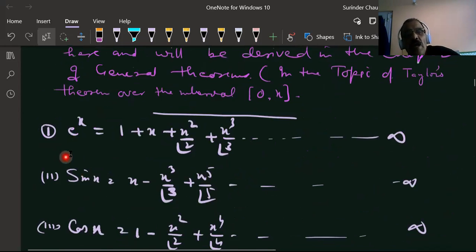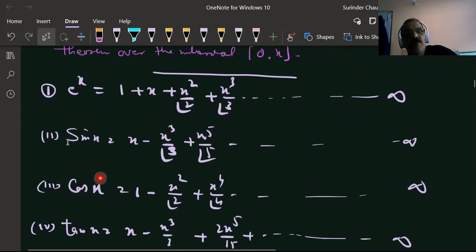So if e to the power x is there, it is replaced by 1 plus x plus x squared by 2 factorial plus x cubed by 3 factorial and so on. If sin x is there, we will replace it by x minus x cubed by 3 factorial plus x to the power 5 by 5 factorial and so on.